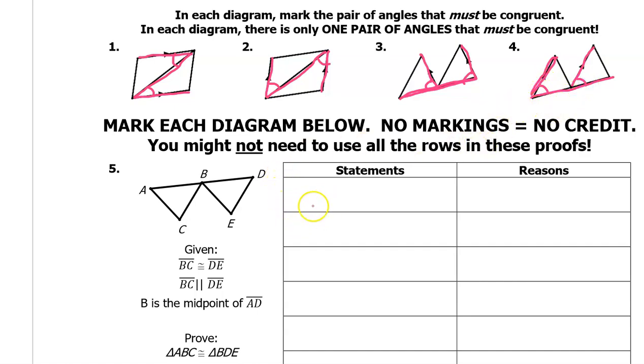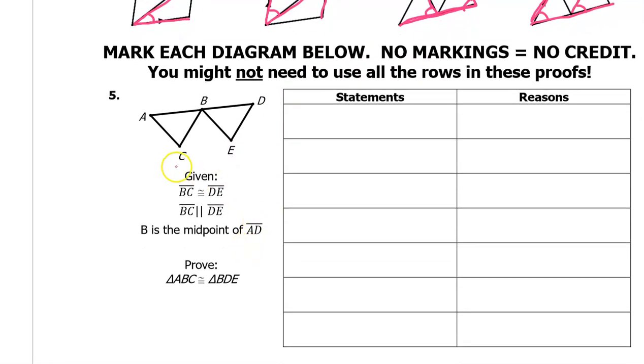Let's go ahead and do an actual proof. Problem number 5. Let's start with the given. Segment BC is congruent to segment DE. So of course the reason is given. So that's a congruent statement, so that's done.